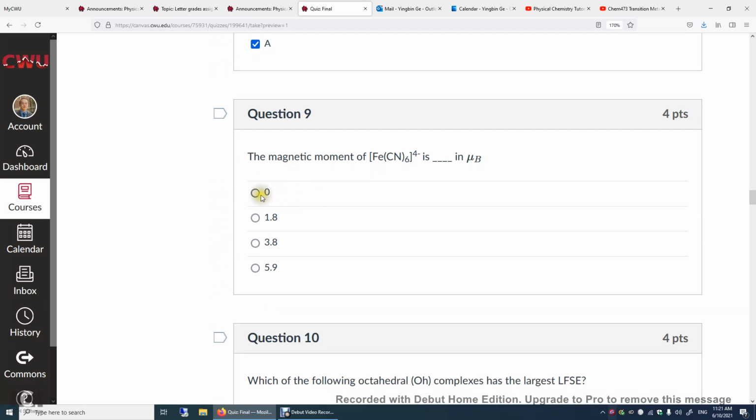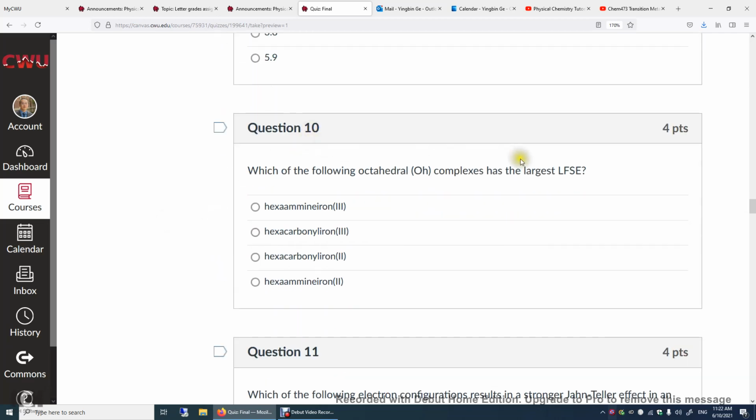Question 9, 0. Overall, we have 4 minus charges. Each cyanido is -1. Therefore, iron is +2, iron plus 2 has 6 d electrons. And then this cyanido is a strong field ligand, so these 6 d electrons occupy the bottom 3 t2g orbitals. All 3 orbitals doubly occupied. Therefore, we have 0 unpaired electrons.